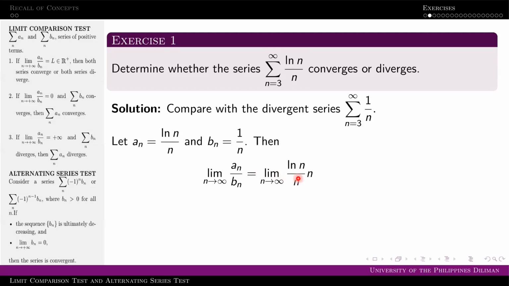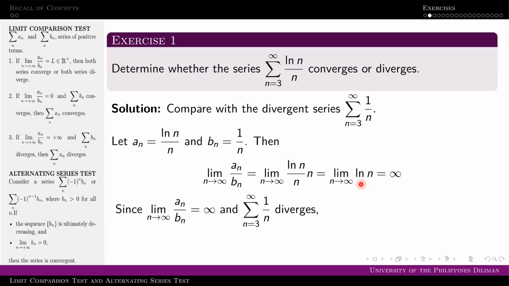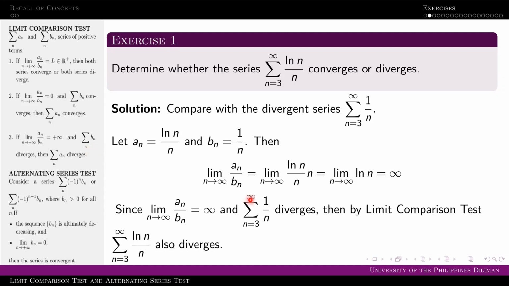Okay? Now, iset natin si an to be our ln n over n, tapos si bn to be 1 over n. Tapos kukunin natin si limit ni an over bn. Tapos, that's just equal to ln n over n times n. Kinuha ko na kaagad yung reciprocal ni bn, tapos minultiply siya sa an. So magkakancel out lang yung n natin, leaving us with limit as n approaches infinity ni ln n, which we know to be positive infinity. So we have that positive infinity yung limit ng ratio. Tapos, meron tayong divergent na series sa denominator, which is just case 3 ng LCT, and therefore we can conclude na yung original series natin also diverges.